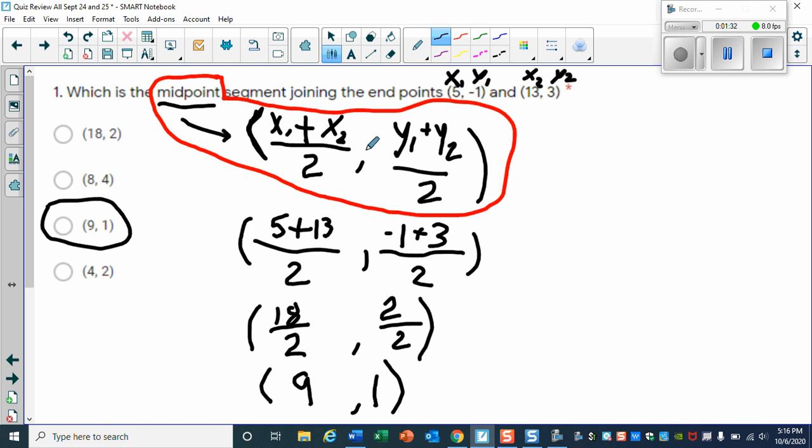And now you're just doing your substitution. So x1 we said was 5, plus 13, which was x2. Add them up, you get 18. Then 18 divided by 2, as part of our original formula, is 9. Similarly for the y's, -1 is the first y value, plus 3, your second y value. Add them up, +2 divided by 2, 1. And as a result, our midpoint is (9, 1).